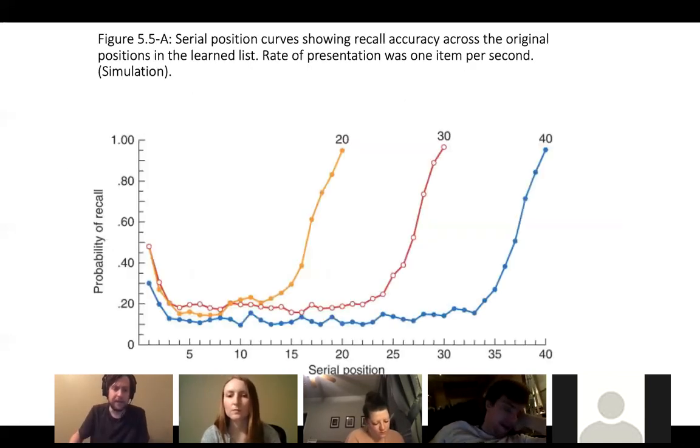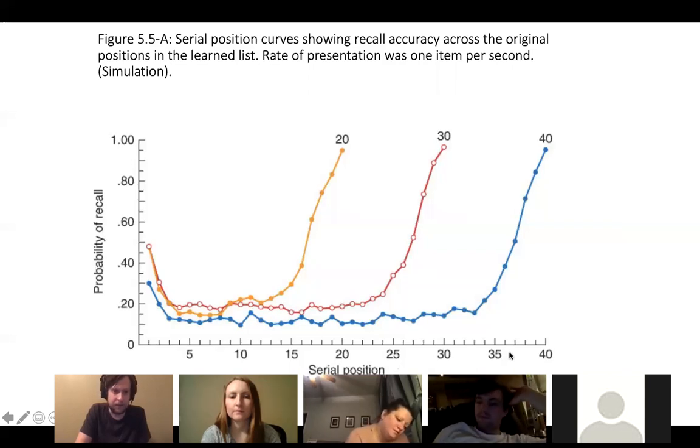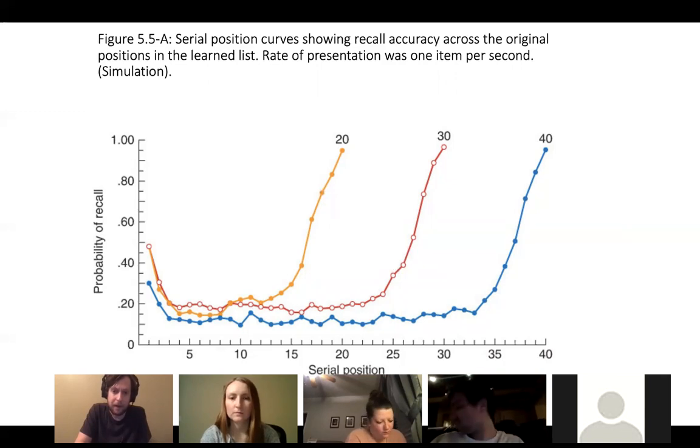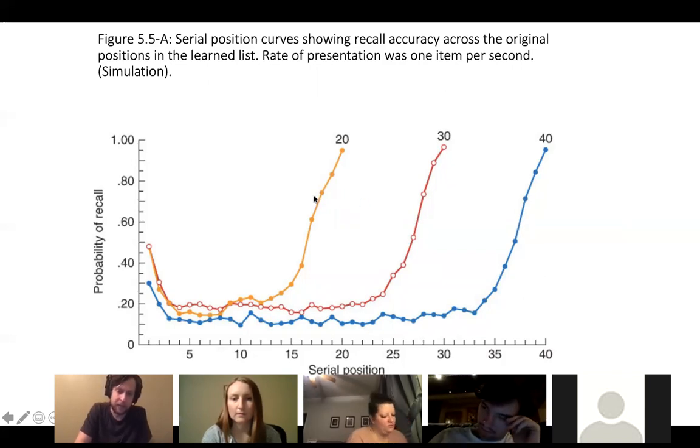And so here is some data. Serial position is just the number of digits, I believe these are digits, that are spoken in a sequence. So the orange line is if I give you a sequence that has 20 digits in it. The red line is if I give you a sequence with 30 numbers in it. The blue line is if I give you a sequence with 40 digits in it. So really long sequence, medium-sized sequence, shorter sequence.